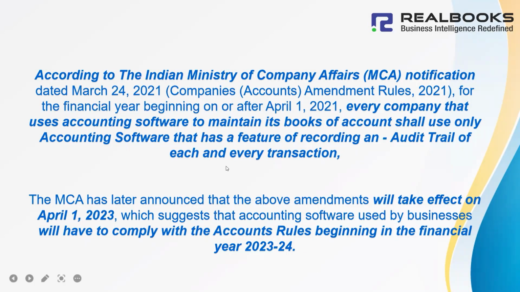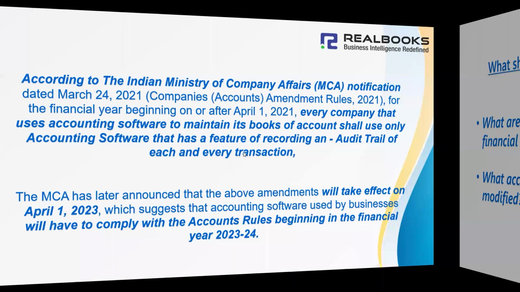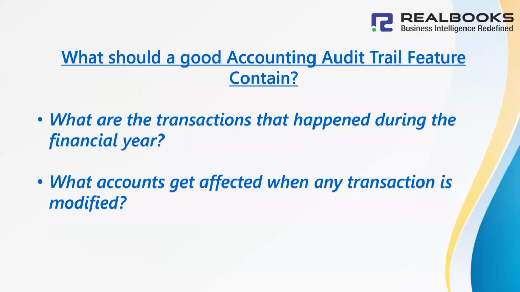And the MCA has later announced that the above amendments will take effect from April 1, 2023, which suggests that the accounting software used by businesses will have to comply with the accounts rule beginning in the financial year 2023 to 24. So what should the audit trail record as per the MCA guidelines?